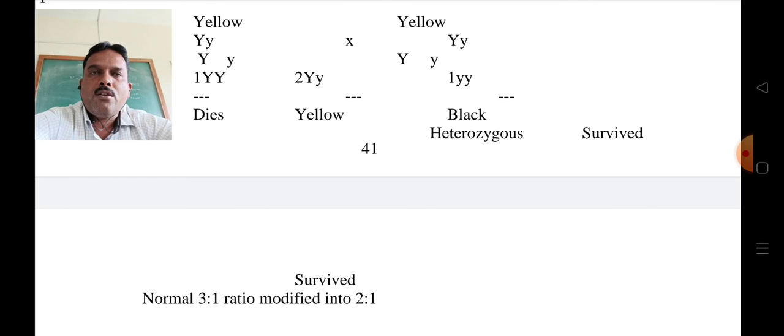So this is the topic of gene interaction. Always a broad question may be asked: define gene interaction, list the types and explain any one, whether complementary, additive, duplicate, or epistatic. Or sometimes a short note may be asked in case of lethal gene interaction.